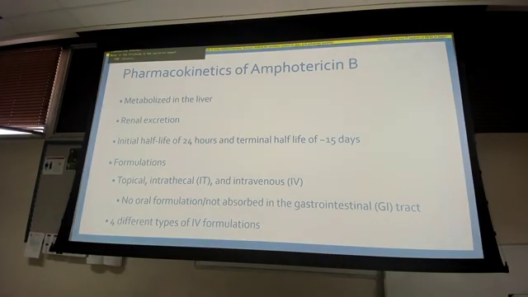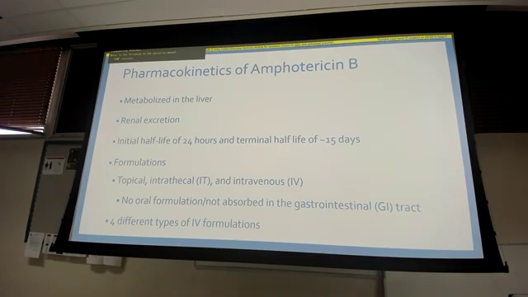The most common polyene that I use is amphotericin. This is going to be one of our biggest gun antifungals that we use in clinical practice. It is metabolized in the liver and renally excreted. We have a half-life of about 24 hours and a terminal half-life of about 15 days. For the formulations, we do have topical, intrathecal, and IV. There are no oral formulations currently approved by the FDA, but there are some current clinical trials of oral amphotericin. But right now, the most common one we're going to see is the IV formulation.